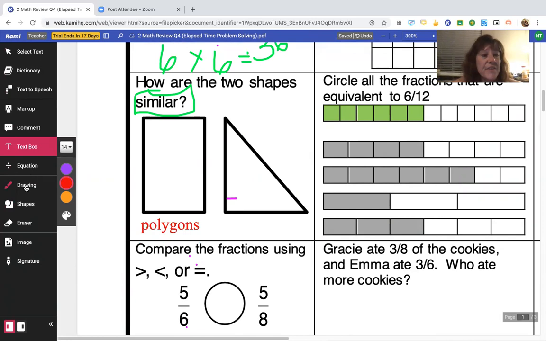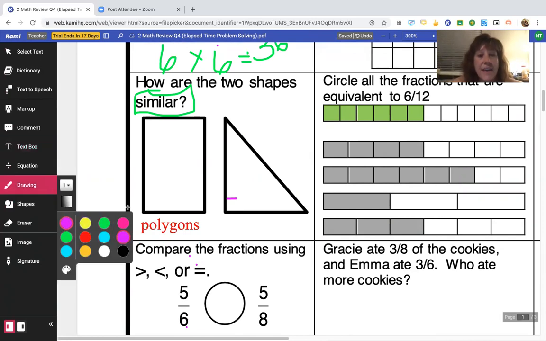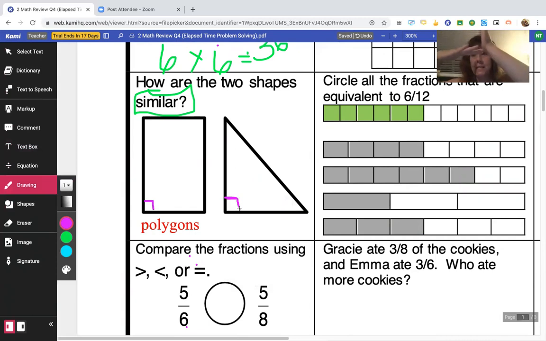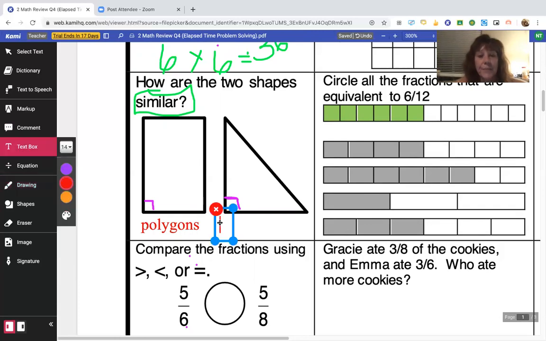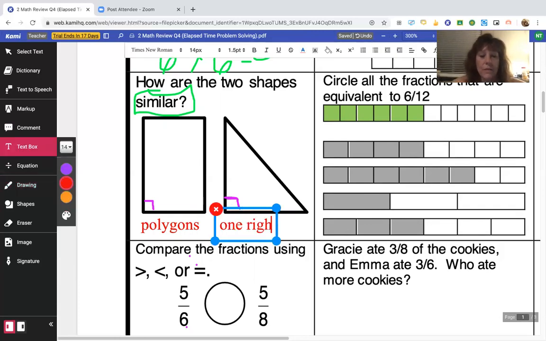Okay, I also see that they have a right angle there, right? A right angle is an angle that makes a square, right? 2 sides like this. The triangle only has 1, and the rectangle has 4, but they each have 1 right angle, right? A 90-degree or a square angle. So we can say that they both have 1 right angle.